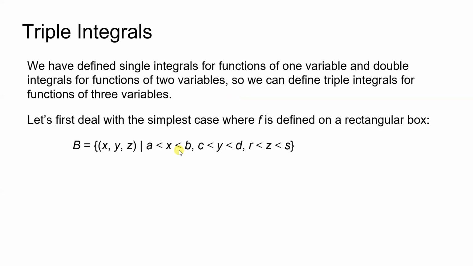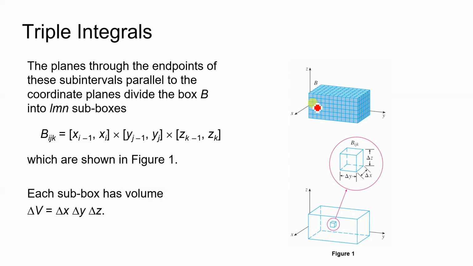Let's start with the simplest case where the function f is defined on a rectangular box B, which is expressed here. For this box, x lies between a and b, y lies between c and d, z lies between r and s. That is, the upper and lower bounds for all the variables x, y, z are constant. And this is the box generated by the limits.